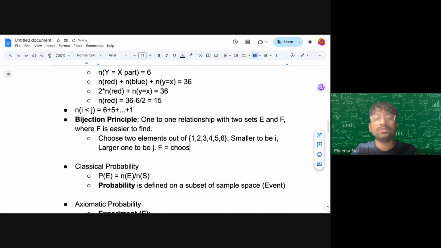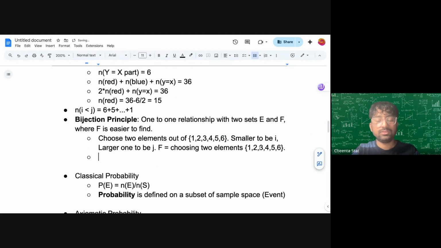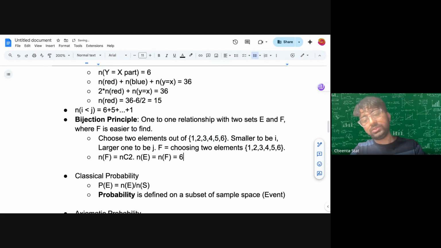So F is nothing but choosing two elements out of this, and it's a unique connection. So the number of elements of F is nothing but what? N choose 2. And since E and F are a bijection, there's a relationship, N of E is equal to N of F, which is equal to N choose 2, or 6 choose 2. So 6 times 5 by 2, which is 15. Make sense, guys? All of you? So this is an important principle.